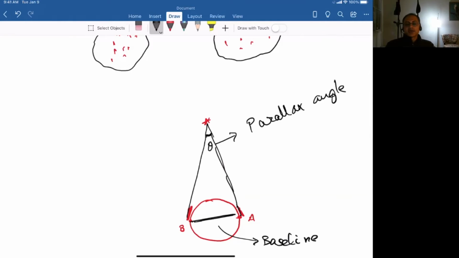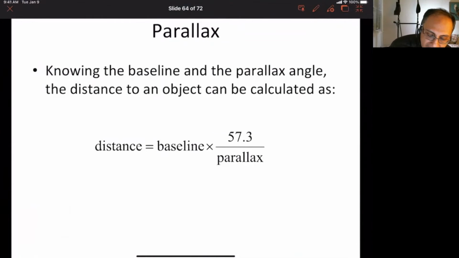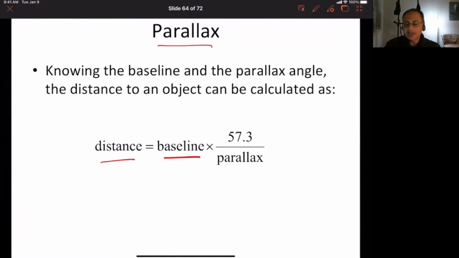If you know these two, then you can plug them into a simple formula and find the distance to that star. And what is that very simple formula? The distance is equal to the baseline multiplied by 57.3 divided by the parallax angle in degrees, right? So if you know the baseline and you know the parallax, you can easily figure out the distance by just plugging it into this formula.